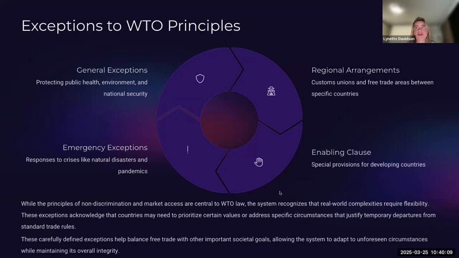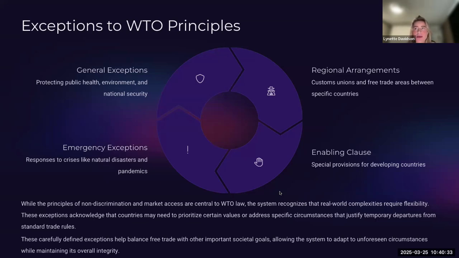If we now think about what can happen on a more regional level, we can think about customs unions or, for example, free trade areas. Like within the European Union, we have free trade zones. This could also be beneficial to help countries grow. This is basically between specific countries.